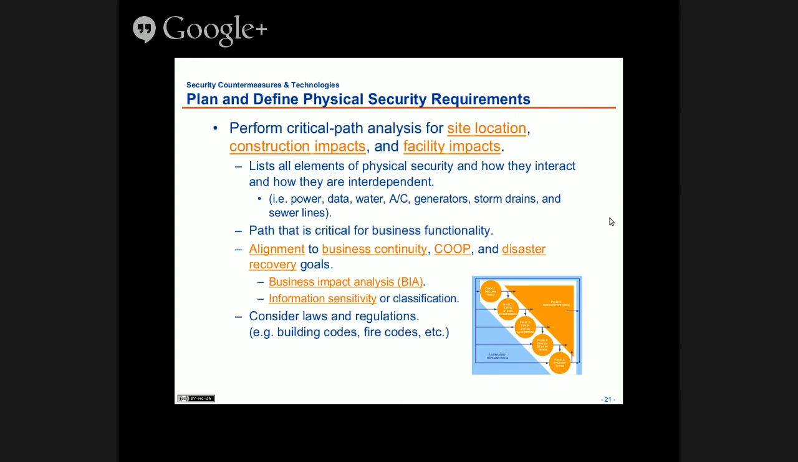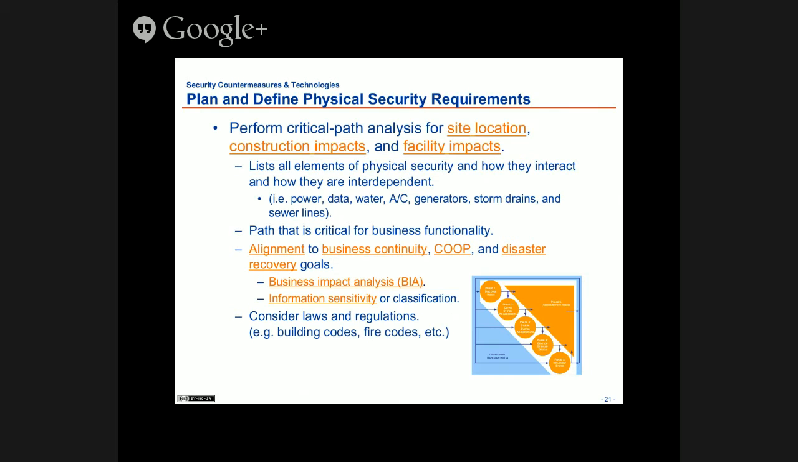All right, so plan and define physical security requirements. So do a critical path analysis for the site's location, construction impacts, and facility impacts to basically list all the elements of the physical security and how they interact with each other. So this is power, data, water, AC generators, storm drains, and sewer lines, and then basically understand what is critical for business functionality. So what do you need for the business to function, right? So the COOP is the continuity of operations plan. That's what the COOP is.